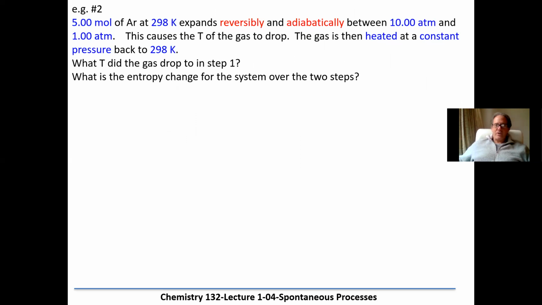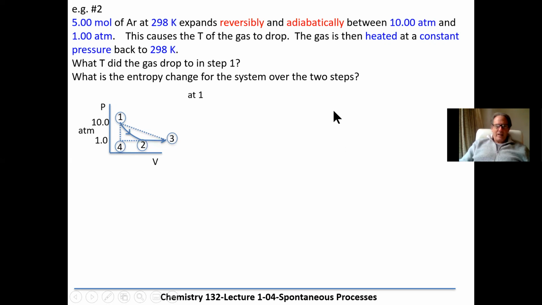So here is the question with some buzzwords, important numbers and terms. We're going to highlight here. Here is a little drawing of it. So first, the gas expands reversibly and adiabatically between 10 atmospheres and 1 atmosphere. This causes the temperature of the gas to drop. The gas is then heated at a constant pressure back to 298. And that shows that change is going from 2 to 3.